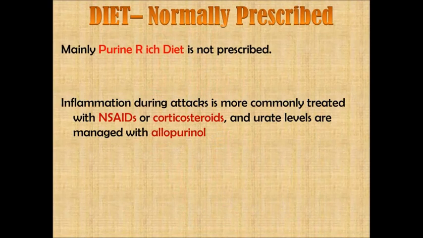Normally, purine-rich food is not prescribed as a diet for these patients, and it is normally treated with NSAIDs or corticosteroids, and urate levels are managed with allopurinol. But in this slide further, we will come to know about other myths and other information about this diet.